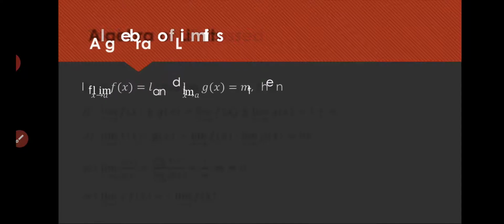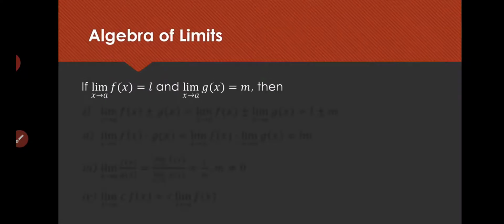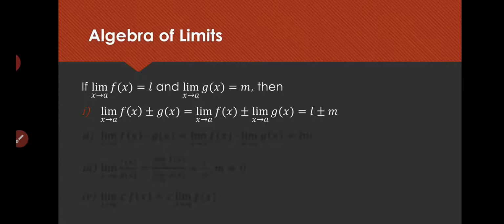In algebra of limits, let us consider that limit x tends to a of f(x) is L and limit x tends to a of g(x) is M. Then limit x tends to a of f(x) plus g(x) or f(x) minus g(x) is basically limit x tends to a of f(x) plus or minus limit x tends to a of g(x). What does this mean? It means that addition and limit are interchangeable. Finding the limit of an addition is the same as adding the limits. So limits and addition or subtraction operations are interchangeable.